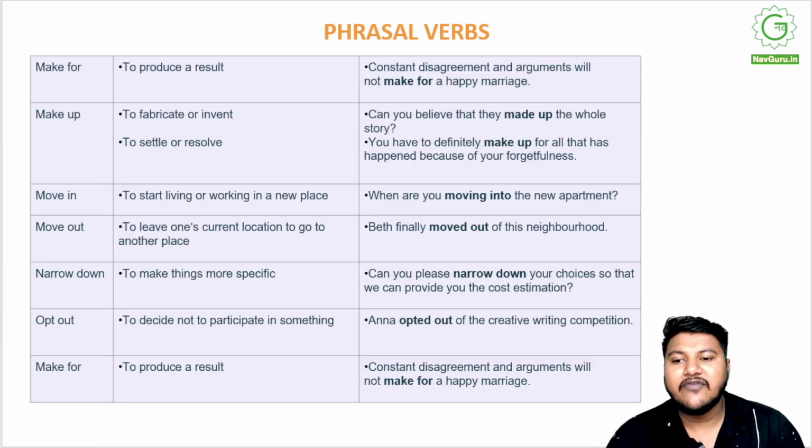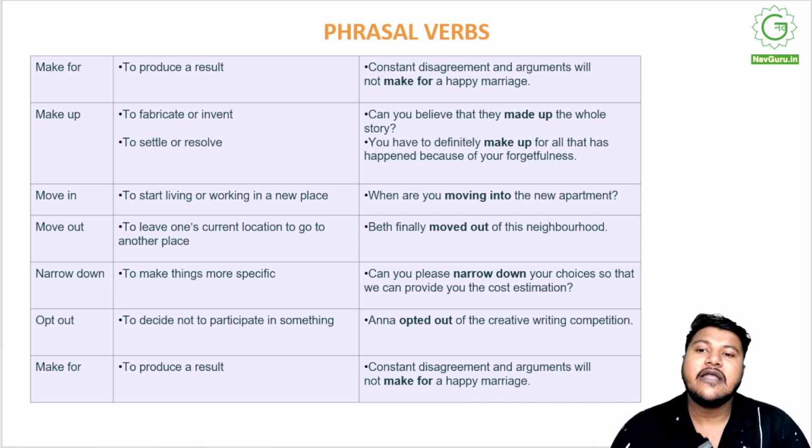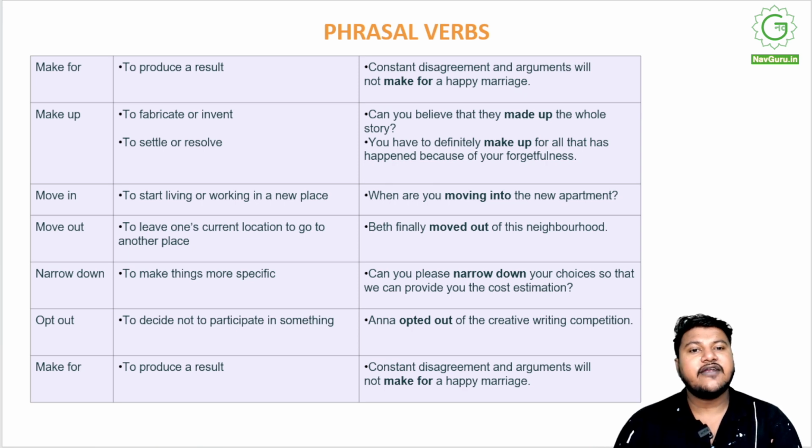Right? Moving on, we have done K and L. We are going to M. Make for means to produce a result. Constant disagreement and arguments will not make for a happy marriage.